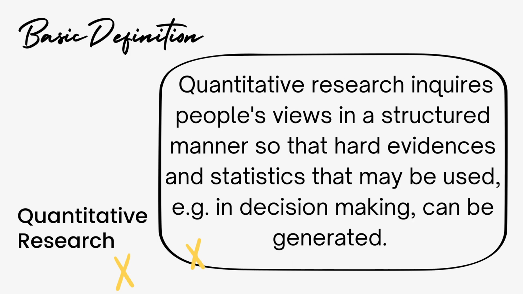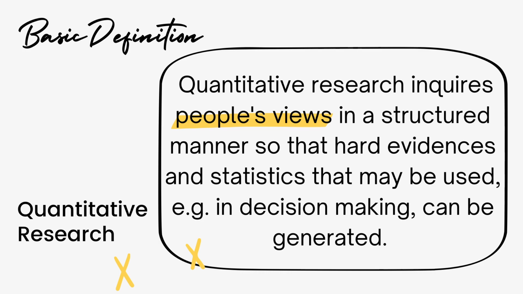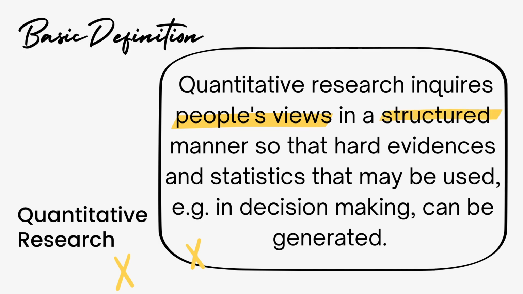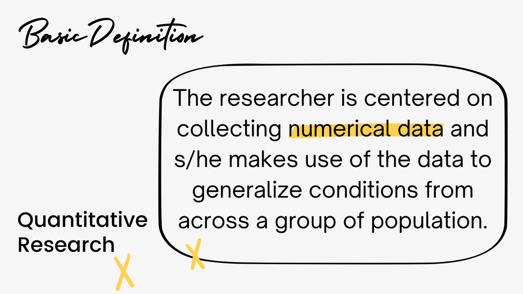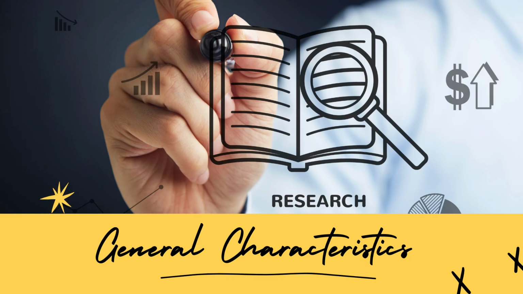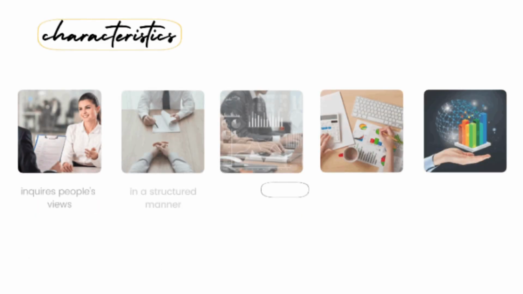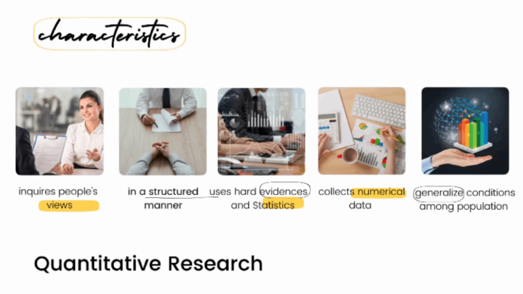I highlighted some important terms for you to easily recall this basic definition. First is people's views. Next is structured manner. Third is hard evidences and statistics. Fourth is numerical data. And last is generalized conditions. These terms that I highlighted are the characteristics of quantitative research. Let's look at them one by one.